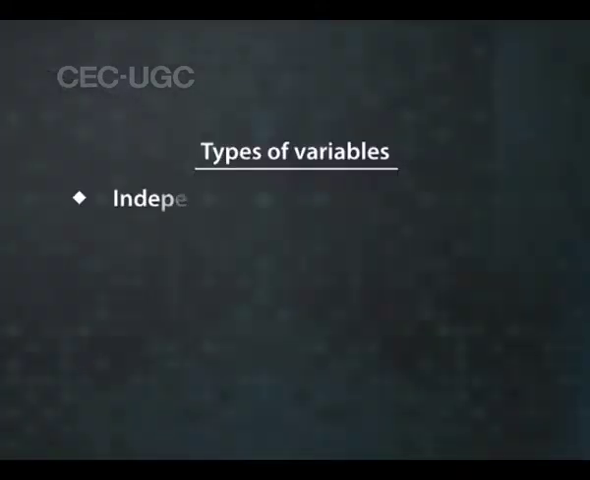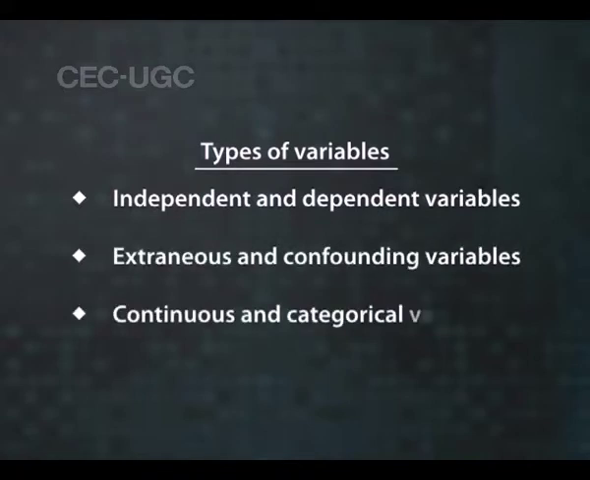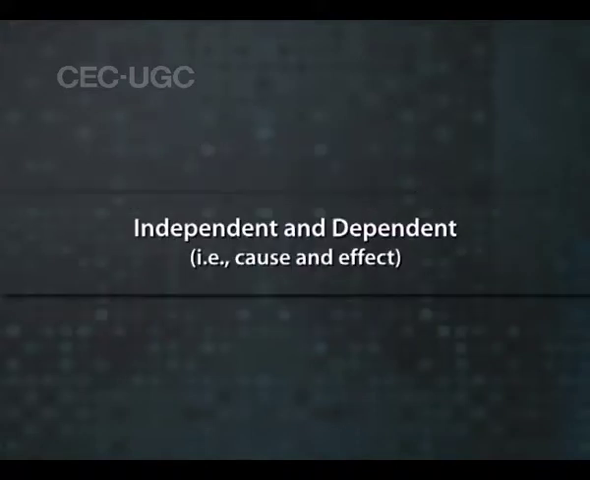An operational definition is an indication of the meaning of a variable through the specification of the manner by which it is measured, categorized or controlled. Types of variables: independent and dependent variables, extraneous and confounding variables, continuous and categorical variables. Independent and dependent, that is, cause and effect.